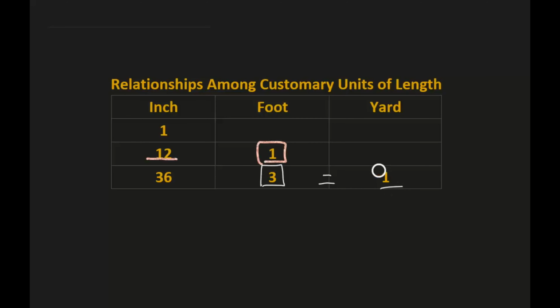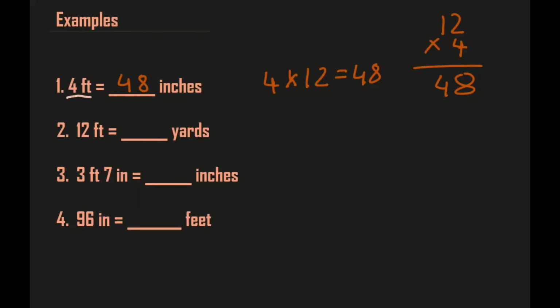So the number in yards is less than the number in feet. 3 feet is 1 yard. And how many yards is 12 feet? First off, how did we get from 3 to 12? We're going to do 12 divided by 3. 12 divided by 3, as we all know, is 4. So that's it. That's all we need to do. 12 feet is 4 yards.